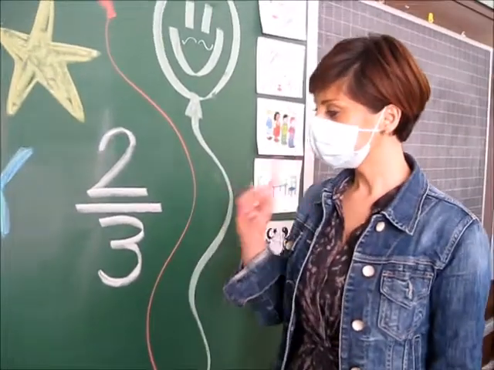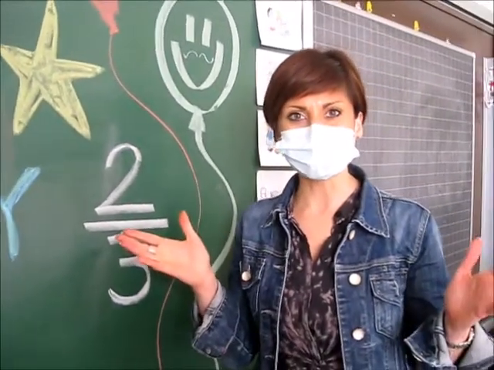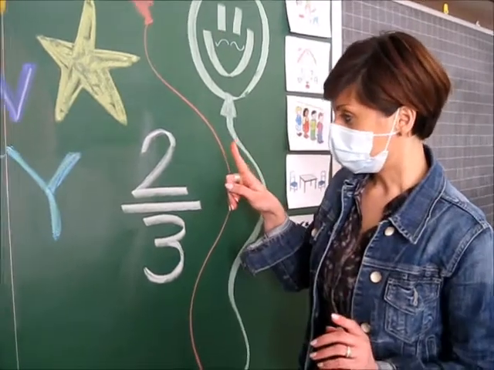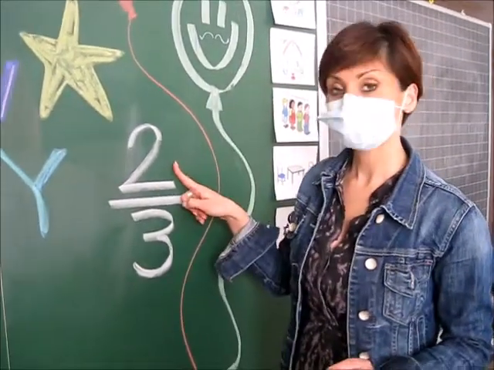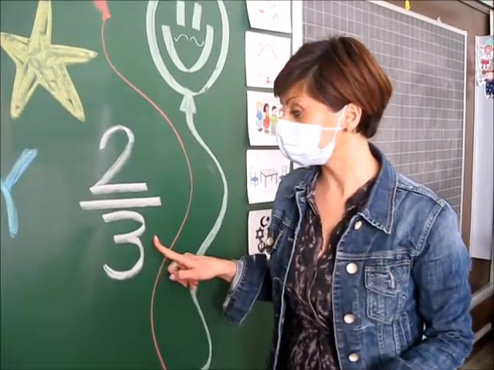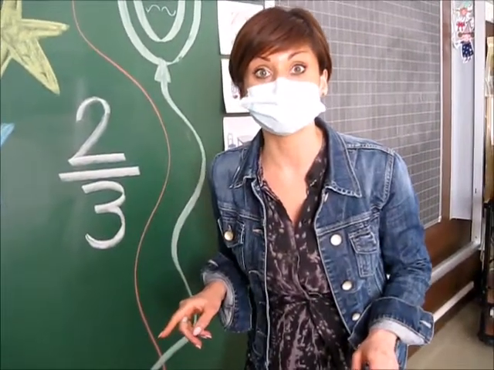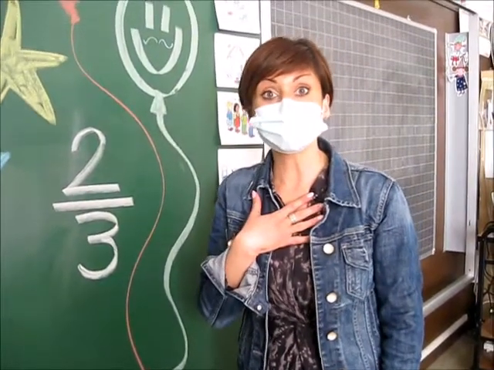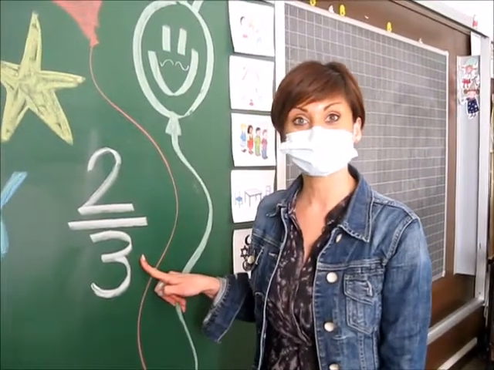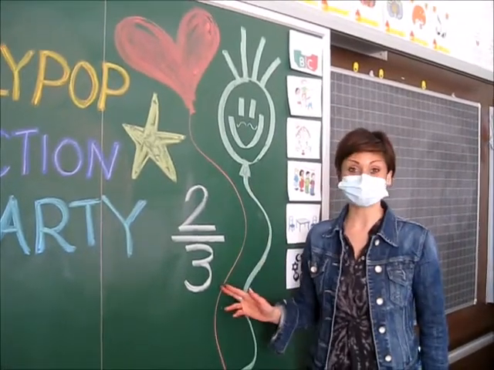2/3. This is the fraction 2/3. What do I remember from the cake fraction party? This is the numerator, and this is the denominator. The denominator tells us how many equal parts the whole is divided into. My group of lollipops will be divided into 3 equal parts. The denominator tells me that I need to make 3 equal parts.